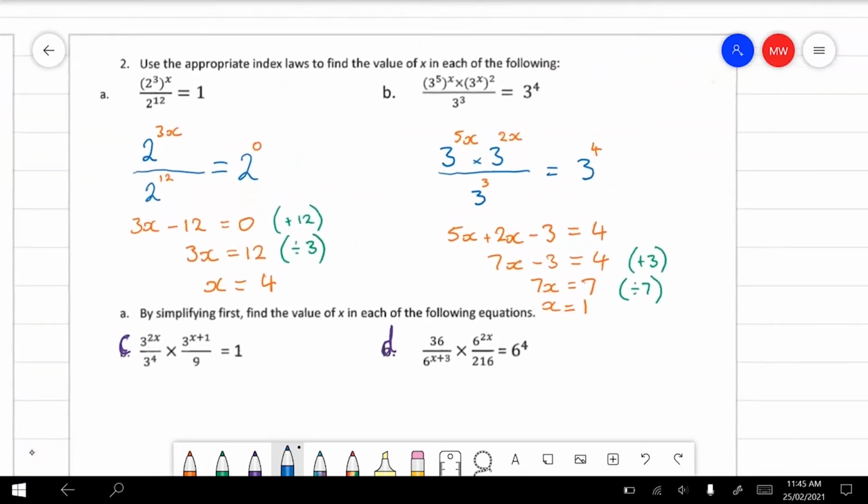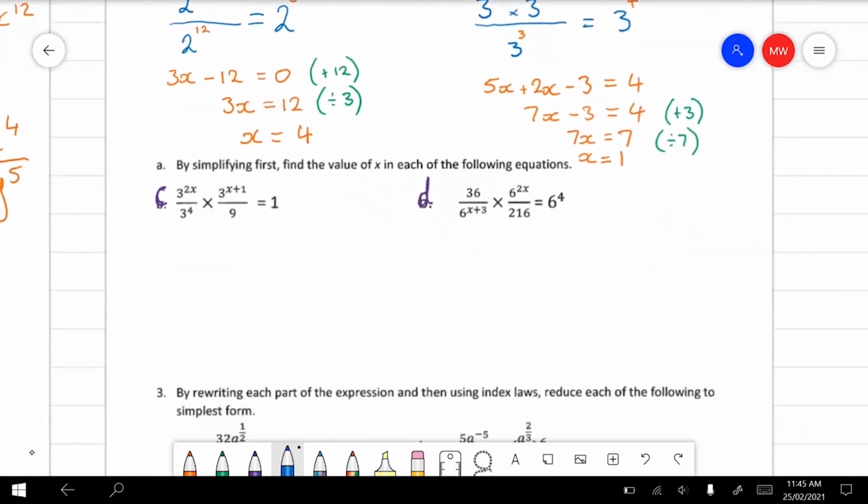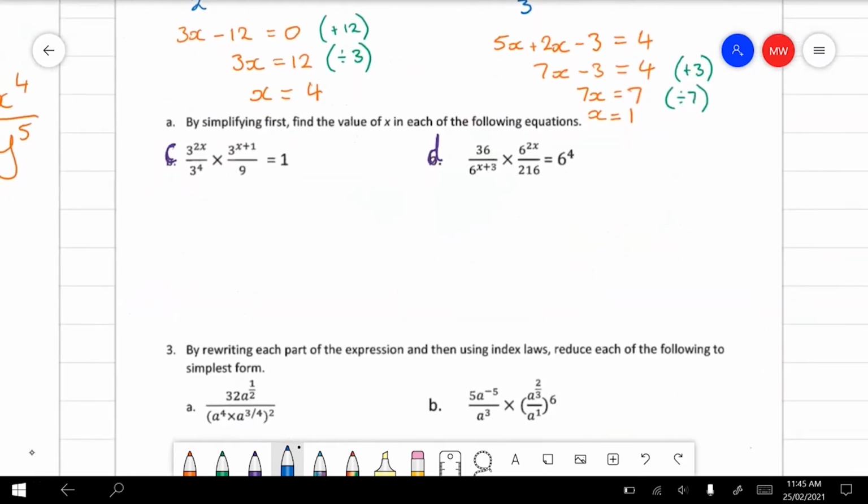I'm going to call this question 2C because it sort of went A, B again, and it'll get a bit confusing. So we're going to call them C and D. Question C is very similar to A and B. So if you haven't watched those, go back and watch that to make this make a bit more sense. But basically, what I want to try and avoid is I've got 3s here, and then I've got a 9 and a 1. So if I can make everything 3, then I can compare all the indices and I can apply the index laws to it.